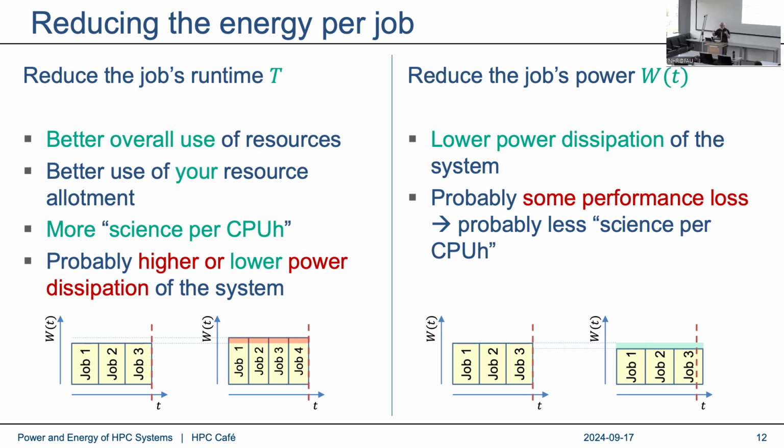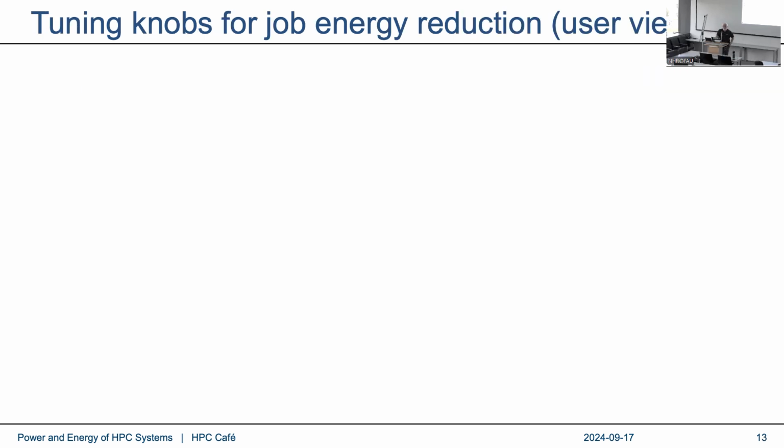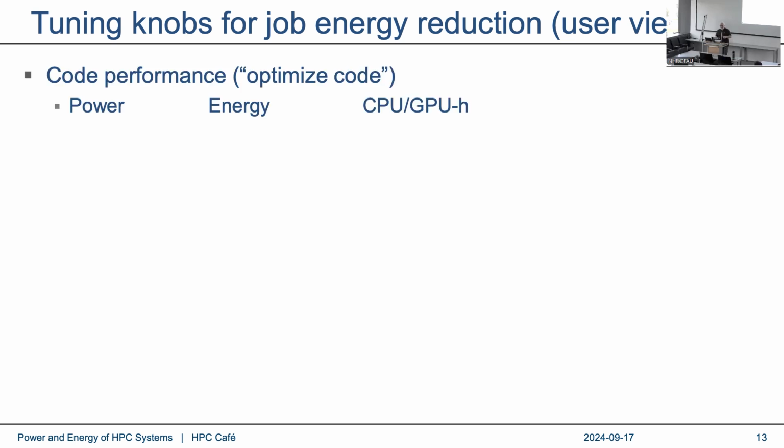And if you burn less power, we pay less for the energy. Okay, so what could we do to do that? What are the tuning knobs? And sorry for this complicated slide now. I'm just trying to put everything into one slide to show you what the knobs are and what they can do for you.